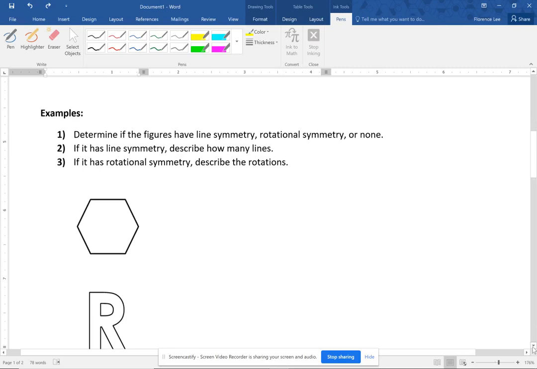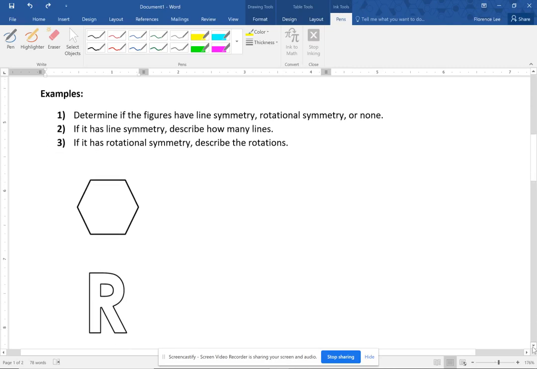All right, so here we go. I've got a couple examples here. I've actually got 3, but I'm just going to do 2 at a time right now. The first thing I want to do is determine if the figures have line symmetry, rotational symmetry, or none. Actually, I can add in a third option here. It could also have both, right? So you can have line symmetry, rotational symmetry, none, or both.